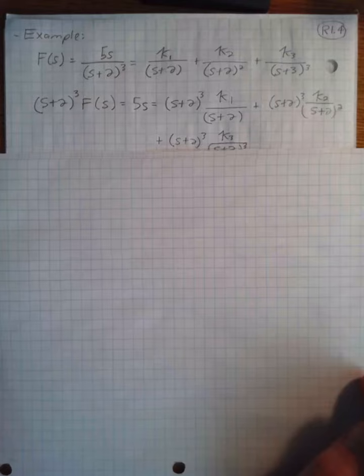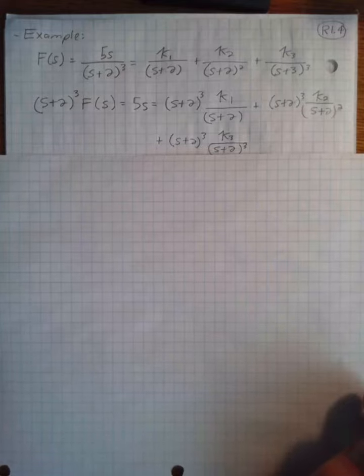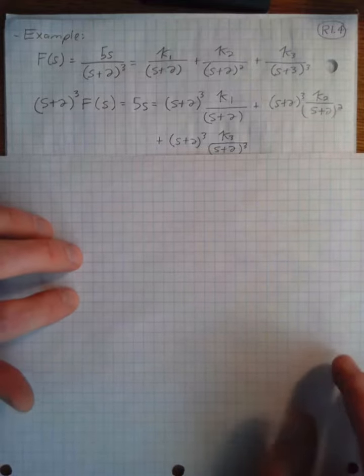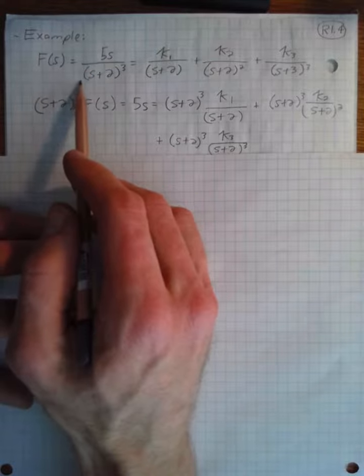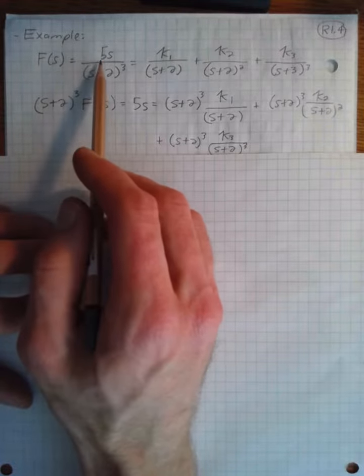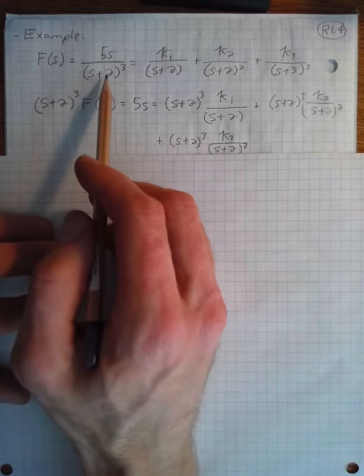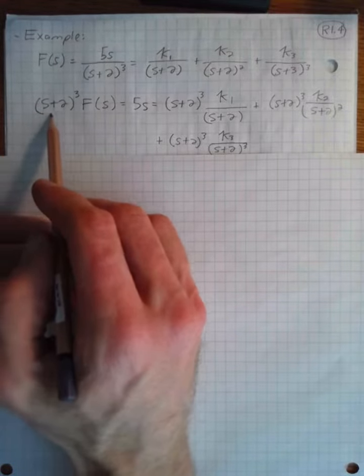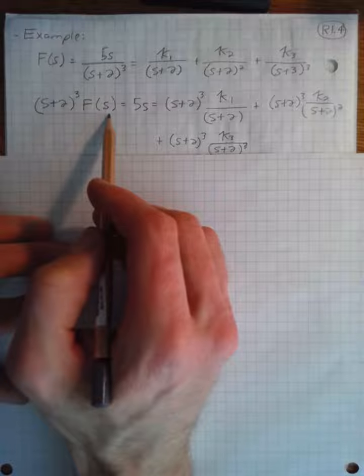Now, the way the algebraic method works is basically you take the denominator here and you multiply both sides of the equation. So we're going to take s plus 2 cubed and multiply it by our original equation.